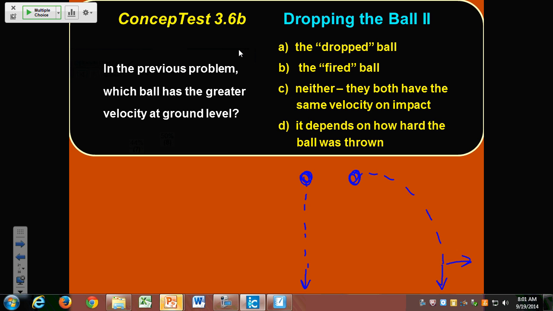Let's see. Well, when you put C, most of you put C, what were you thinking? Oh, okay. Yeah, that's not what it's asking. So it's asking for the greater velocity. All right, you're right about that. They do have the same velocity in the y direction, but the one that's fired has that additional x velocity. So be careful on reading the problems. Practice comes with that because a lot of the problems on the test are similar. But just be careful on reading them.